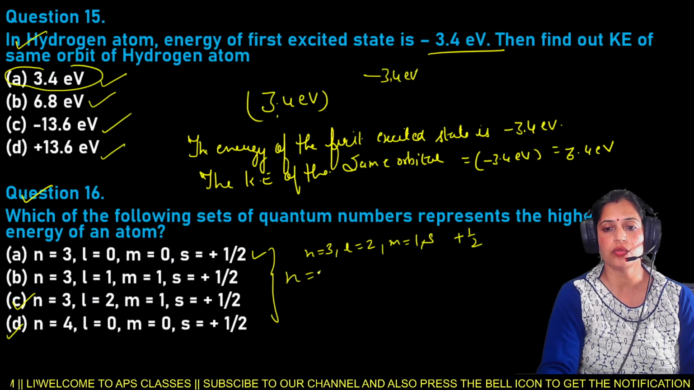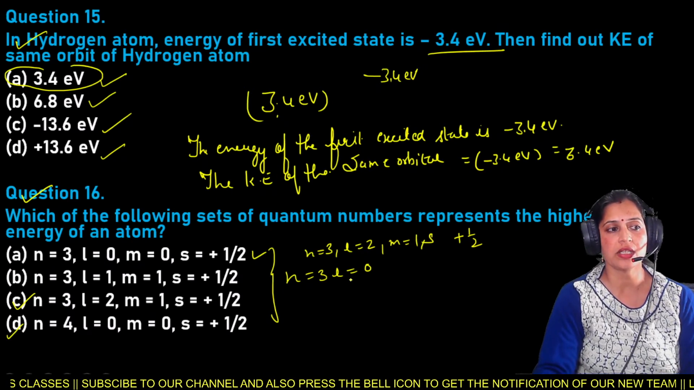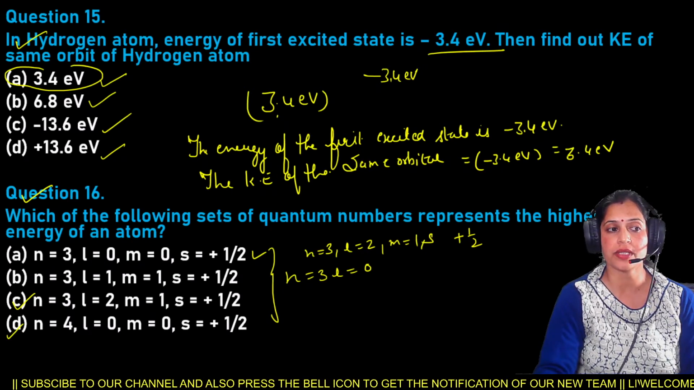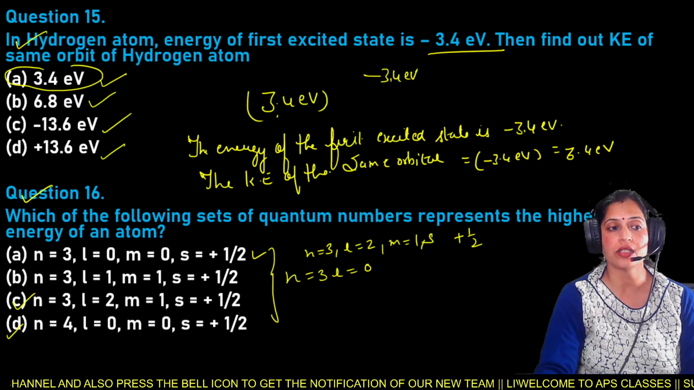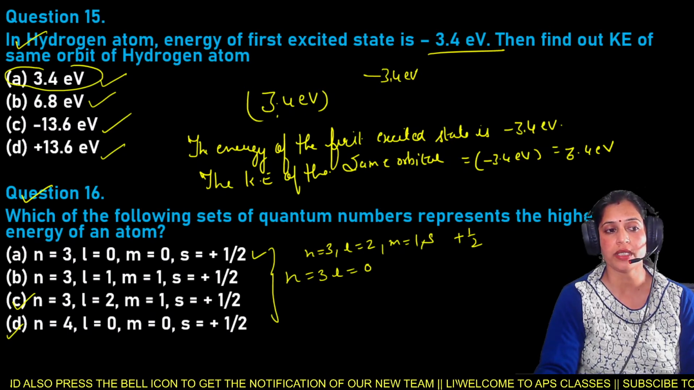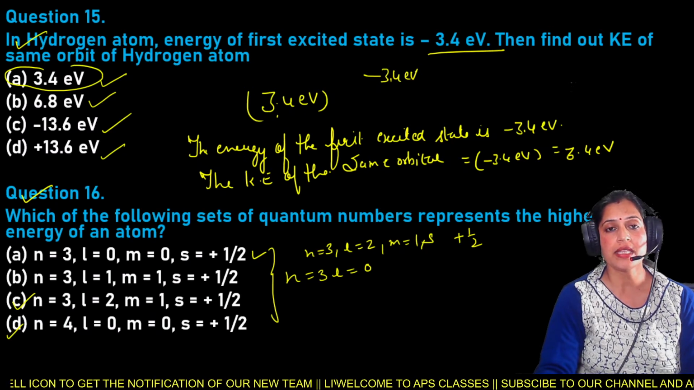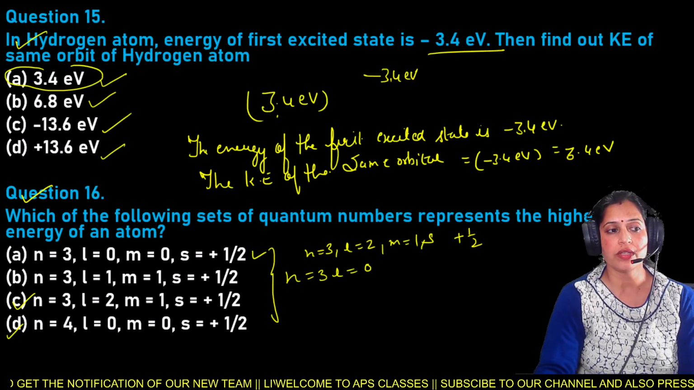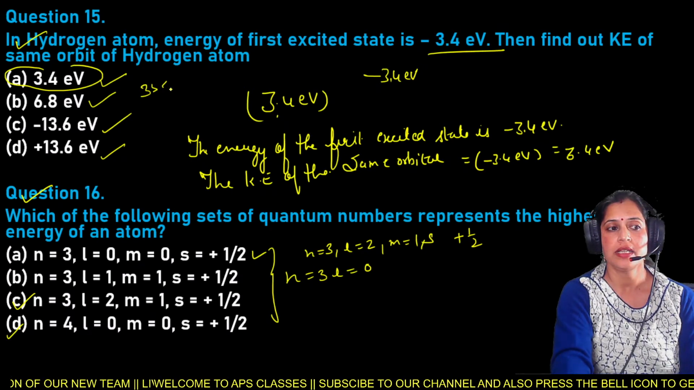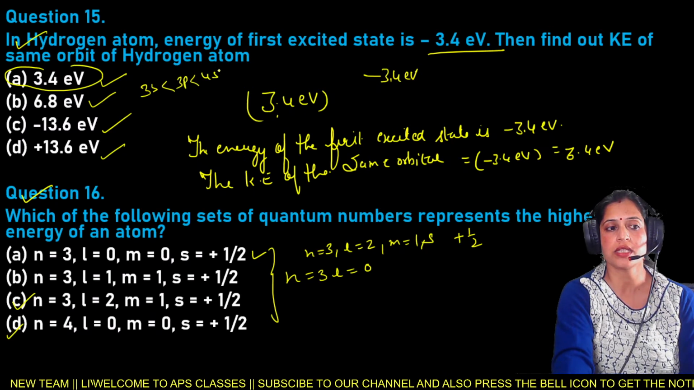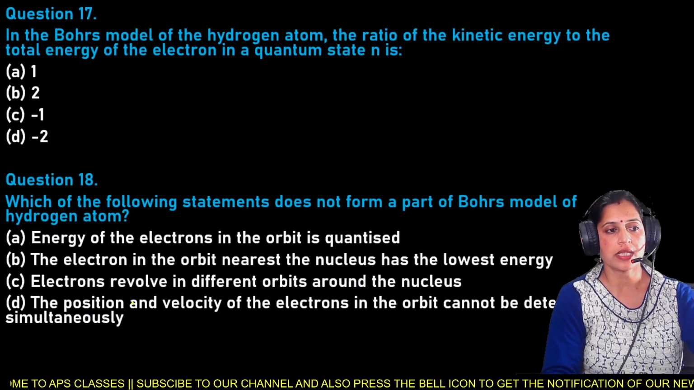Because n is equal to 3, l is equal to 0 represents the 3s orbital, n is equal to 3 and l is equal to 1 represents the 3p orbitals, n is equal to 3, l is equal to 2 represents the 3d orbitals, and n is equal to 4, l is equal to 0 represents the 4s orbital. So the order of increasing energy of the orbitals is 3s less than 3p, less than 4s, less than 3d. So this is your question number 16.